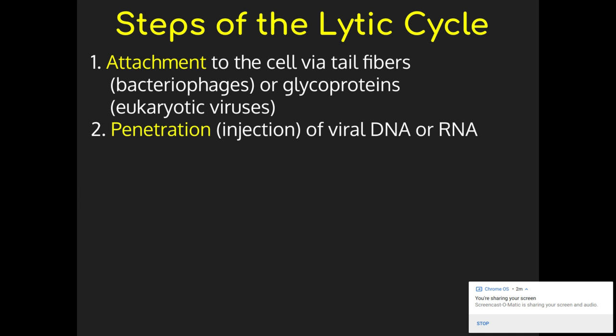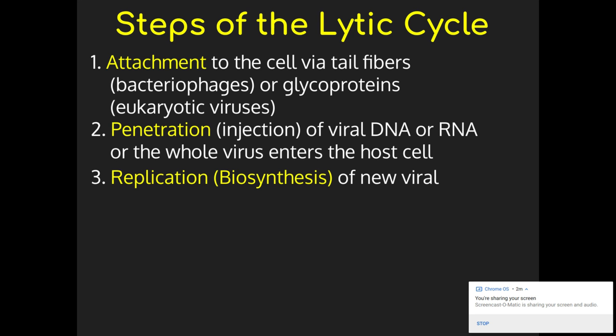The next thing that has to happen is the virus has to inject its genomic material, its DNA or RNA, into the host cell, so the host cell knows what proteins to make. So we call that step penetration or injection. Once again, it just depends on if you're talking about a bacteriophage or a eukaryotic virus. The next step is replication or biosynthesis. This is where the viral genetic material, DNA or RNA, is being converted into proteins to make new viruses. If you remember, viruses only have two components, proteins and nucleic acids. The nucleic acids are the instructions, so we need to make proteins. So that's when we're going to hijack the host ribosomes and Golgi if we're eukaryotic.